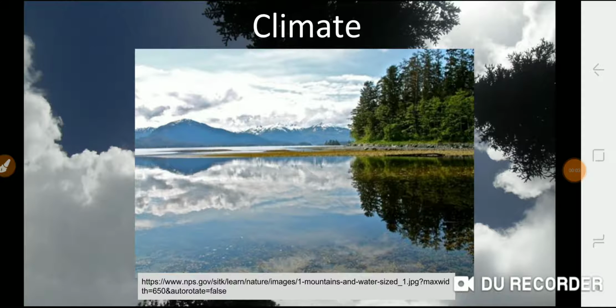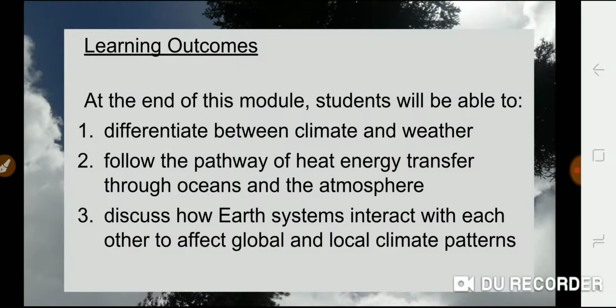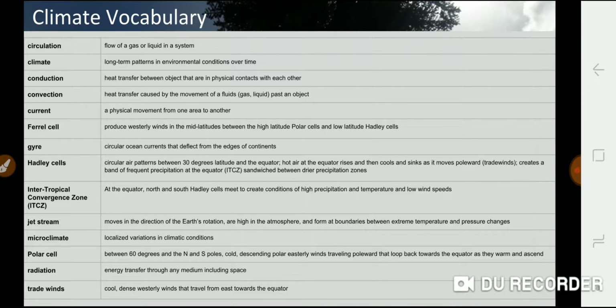Hello students, in this video we're going to discuss climate. At the end of this module, students will be able to differentiate between climate and weather, follow the pathway of heat energy transfer through oceans and the atmosphere, and discuss how Earth systems interact with each other to affect global and local climate patterns. As always, pause the video and write down these vocabulary words and their definitions. Remember to write down questions that you have and questions that you predict might be on future assessments.